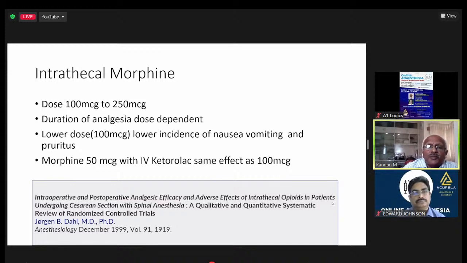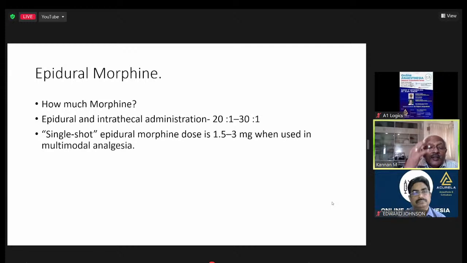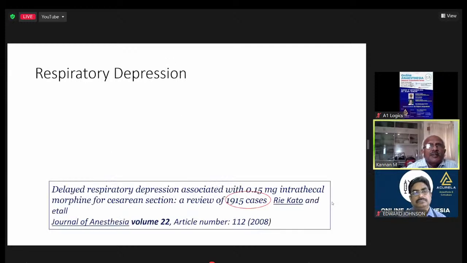Suppose you want to use morphine in an epidural neuraxial block, how much should be used? This question always arises in our mind. Nearly 20 times, that is 20:1 or 30:1, of the intrathecal dose of morphine in the epidural space is good enough. It gives a good analgesic effect. When we use a single shot epidural, the dosage may be around 1.5 to 3 milligrams. The fear that is there in all our minds when we use morphine is respiratory depression.